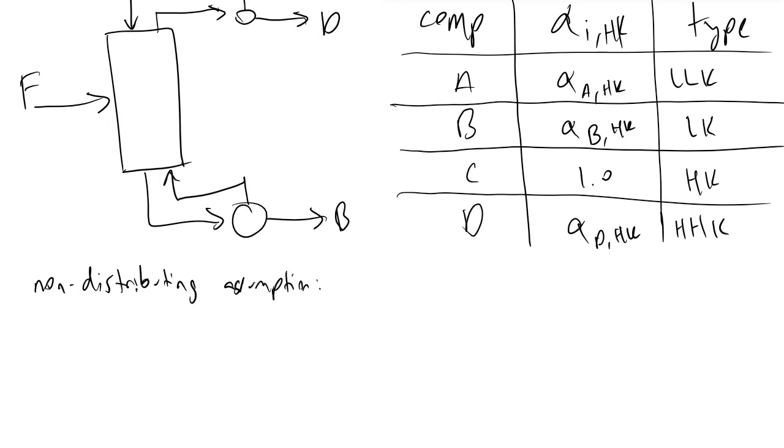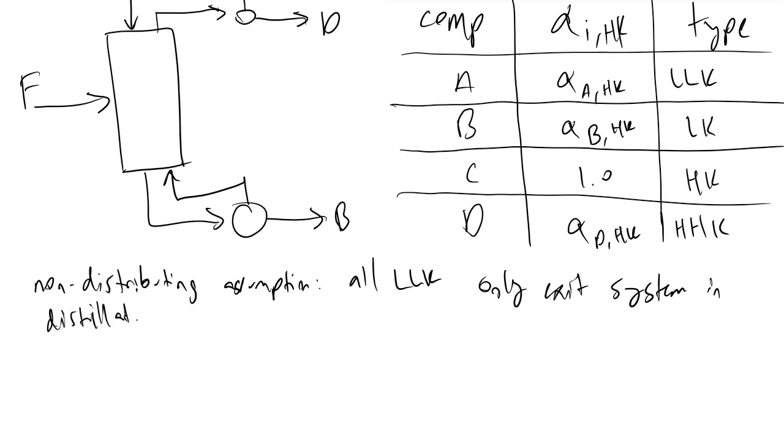And what the non-distributing assumption tells us is that all lighter than light key components from this table that we just drew will only exit our system in the distillate. And all heavier than heavy key components will only exit in the bottoms stream.